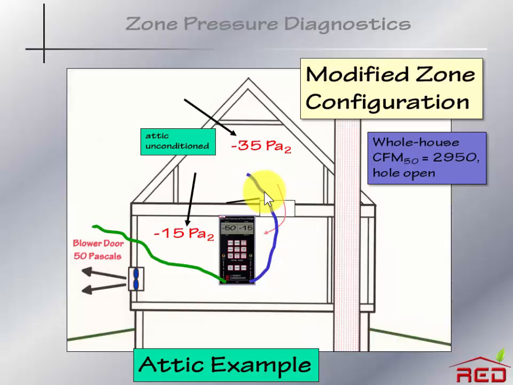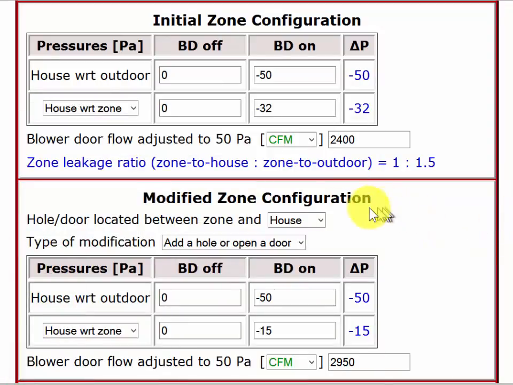Now let's take a look at how this is entered in the RED tool. Here is the modified zone configuration in the RED tool. Here's the initial, by the way. Both can be seen at one time. We are opening a hole or a door located between the zone and the house.